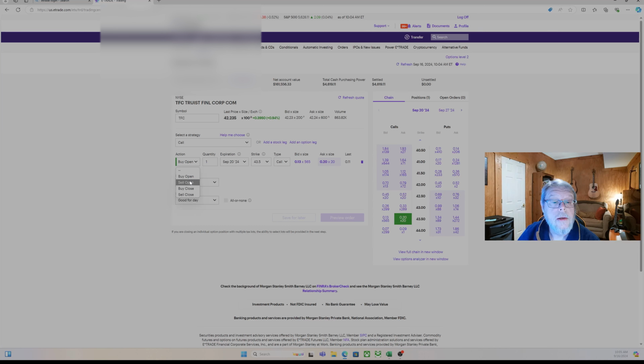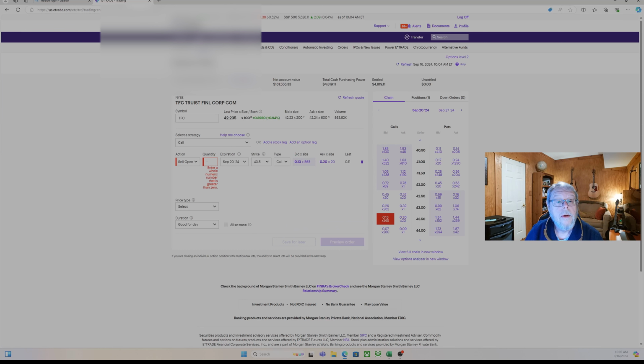We want to sell to open. If I was buying the contract on the other side, I would obviously be buying and paying a premium. I am going to be selling. All right. I have 8 contracts. Each contract is 100 shares. Okay. So I put in 8.